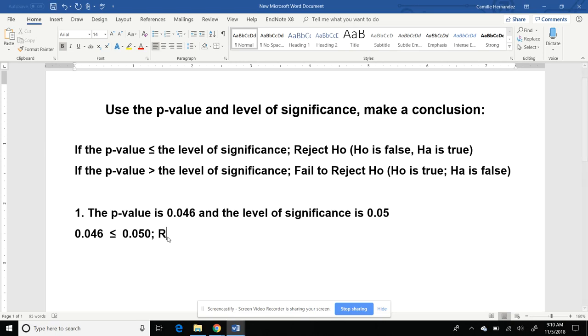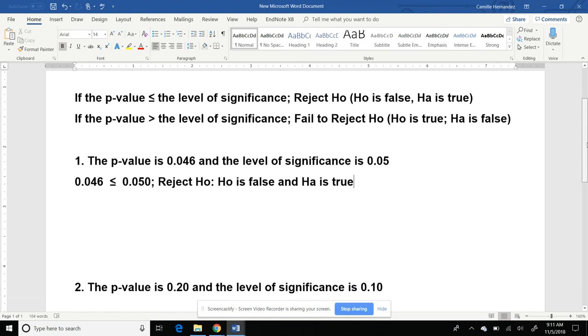So that means I reject my null. And then that means what? H0 is false and HA is true. Okay? That's what that means. That's all that means. You don't have to do anything else to it. Okay, let's look at a different example.